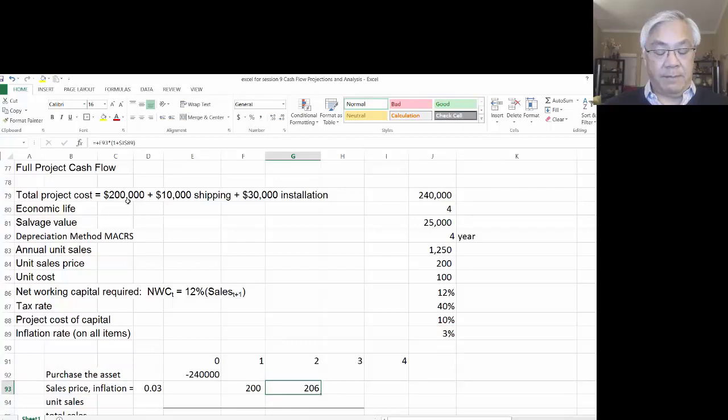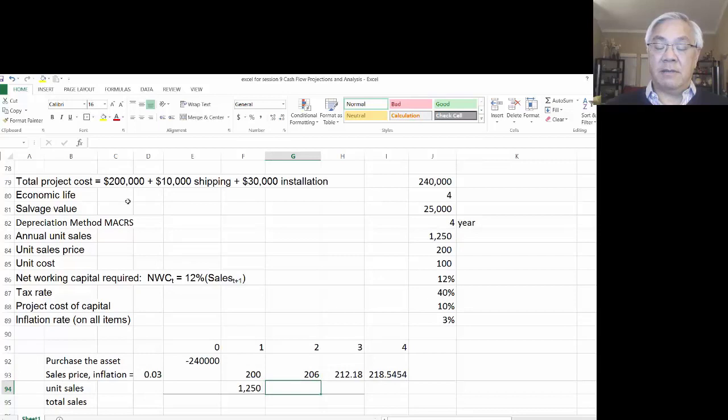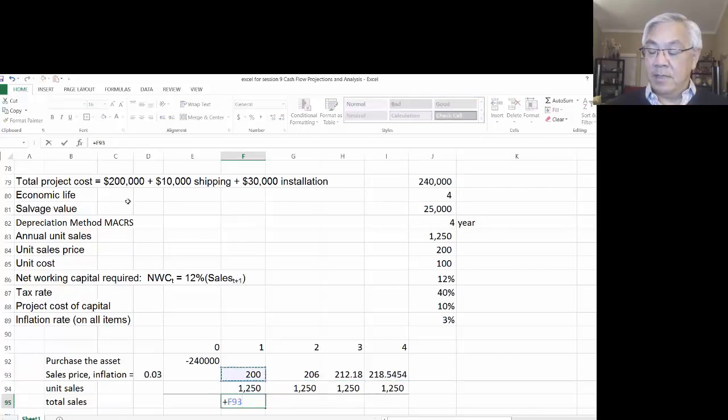Unit sales was the same. It was 12.50 per year, and each year was that same number. So I'll just make that the same. And our total sales would be the sales price times the units sold. And copy that across.